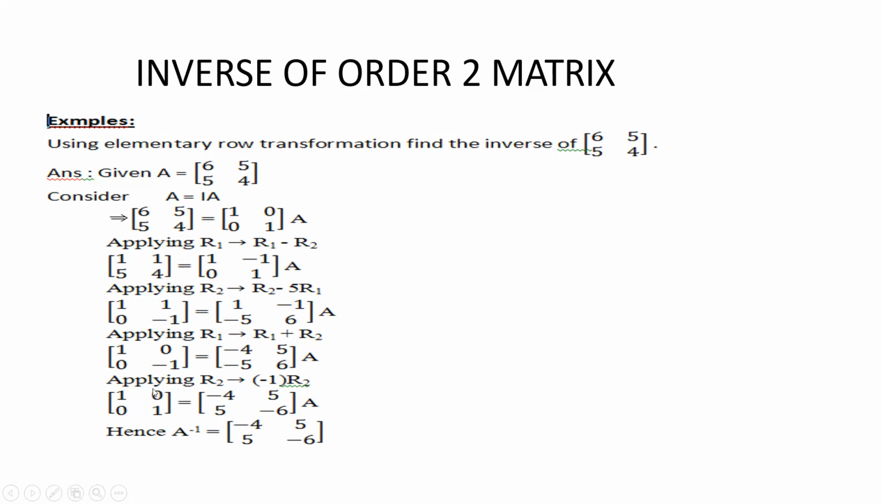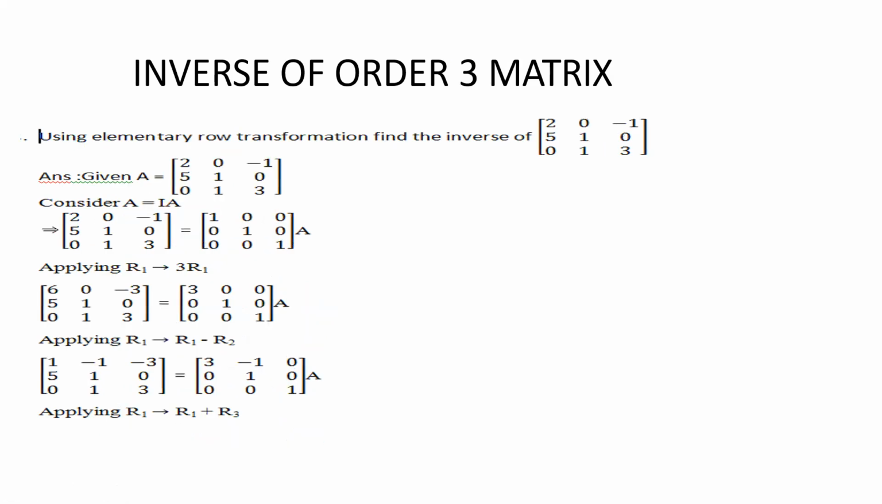The main agenda on the left side is that we need to get the identity matrix. After getting the identity matrix here, whatever matrix is on the right side becomes A inverse, since any matrix multiplication with the identity matrix gives the same matrix, as we have learned earlier. So A inverse is equal to minus 4, 5, 5, minus 6. This is the A inverse matrix. Next we have the inverse of an order 3 matrix.